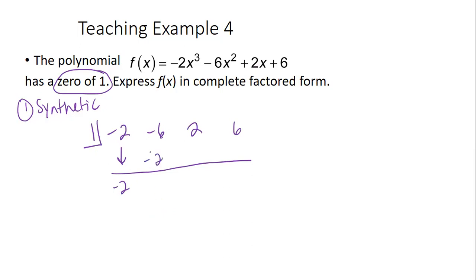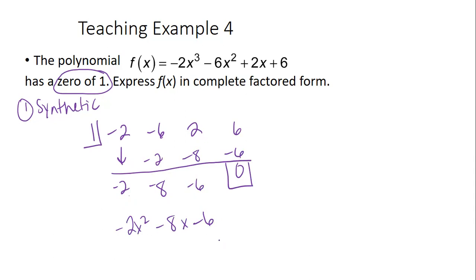-2. -6 plus -2 is -8. 1 times -8 is -8. 2 plus -8 is -6. And 1 times -6 is, and we want this to be 0 because we are down to now our quadratic. So we're down to our quadratic, which is -2x squared minus 8x minus 6.